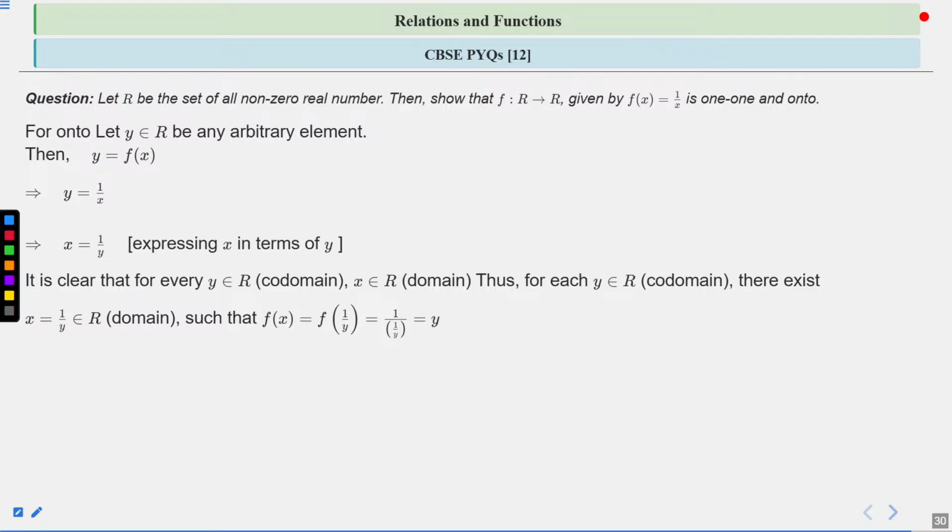Thus, for each y belonging to the codomain, there exists x equal to 1 by y belonging to R in the domain, such that f(x) is equal to f of 1 by y, which is equal to 1 by (1 by y), which can be written as y, right? That is, every element of the codomain has its pre-image in the domain. So we can say that f is an onto function, right?